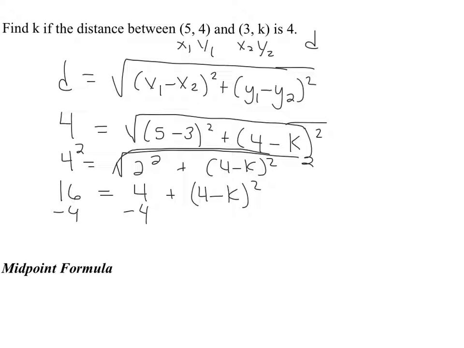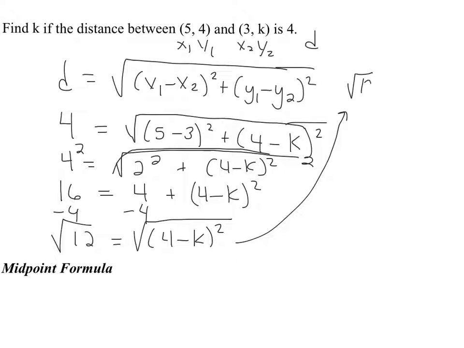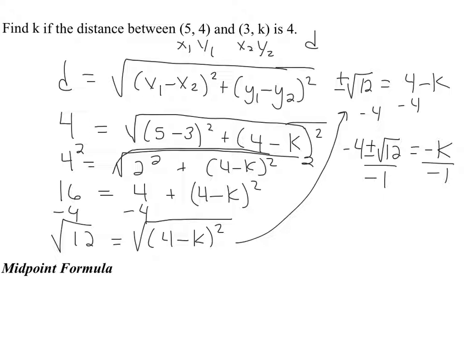So if I subtract 4 from both sides, I get 12 equals 4 minus k squared, which I can then take the square root of. That will give me square root of 12 equals 4 minus k. But when you take the square root, remember it's plus or minus. So then if I rearrange this, I'll just subtract 4 from both sides. I'll get negative 4 plus or minus the square root of 12 equals negative k. And then just divide everything by negative 1.